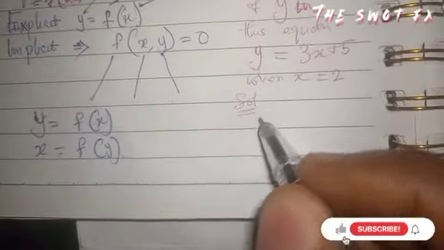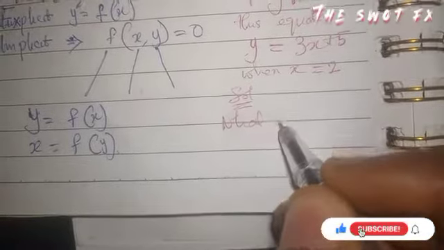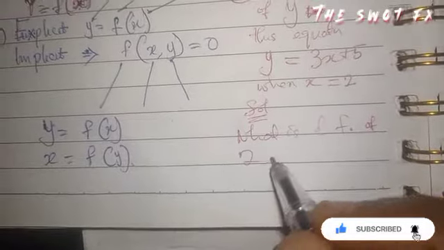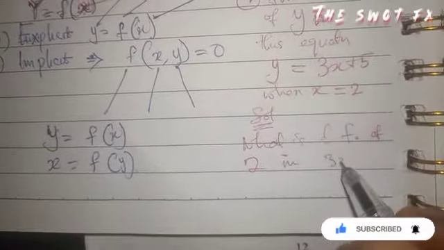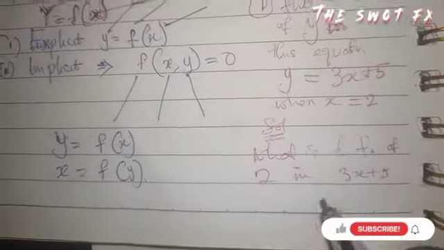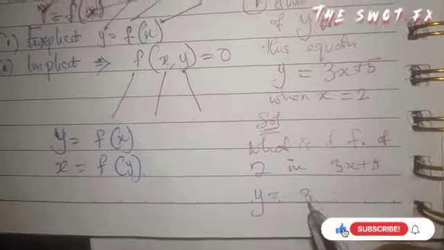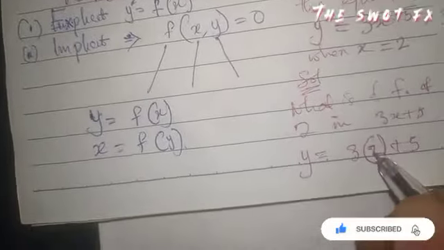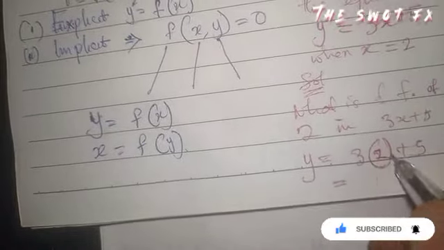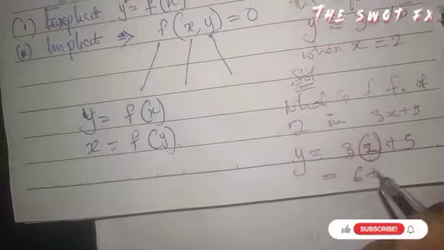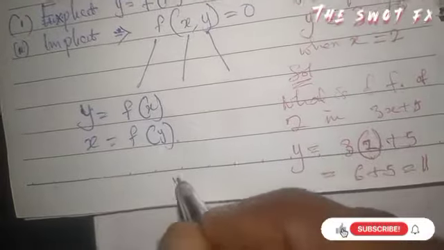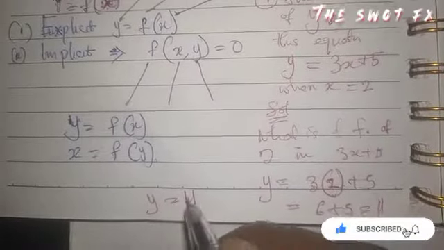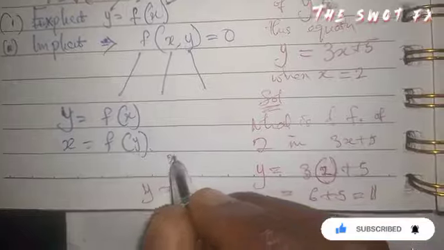they are telling us to do what? What is the function of 2 in 3x plus 5? Meaning that wherever we have x, we put 2. 3(2) plus 5. Now this is a bracket sign, and I said a bracket sign means what? Times. Meaning 3 times 2 is 6 plus 5, so is 11.